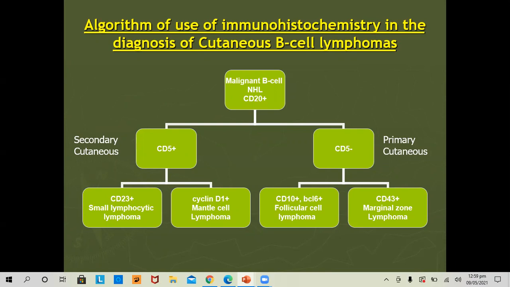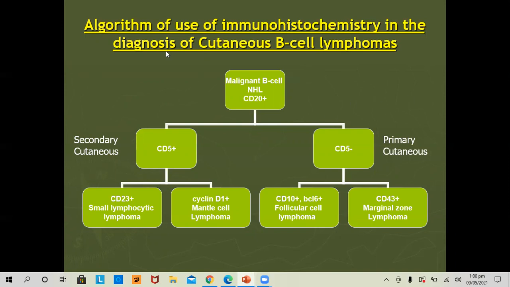The other type of B-cell lymphomas are secondary cutaneous B-cell lymphomas. These secondary cutaneous B-cell lymphomas are CD5 positive, and include small lymphocytic lymphoma and mantle cell lymphoma. These lymphomas involve skin as a secondary involvement. Primarily they are restricted to the lymph nodes, but skin is involved as a secondary phenomenon. In addition to skin, other sites are also involved, and these are relatively more aggressive as compared to the primary cutaneous B-cell lymphomas.